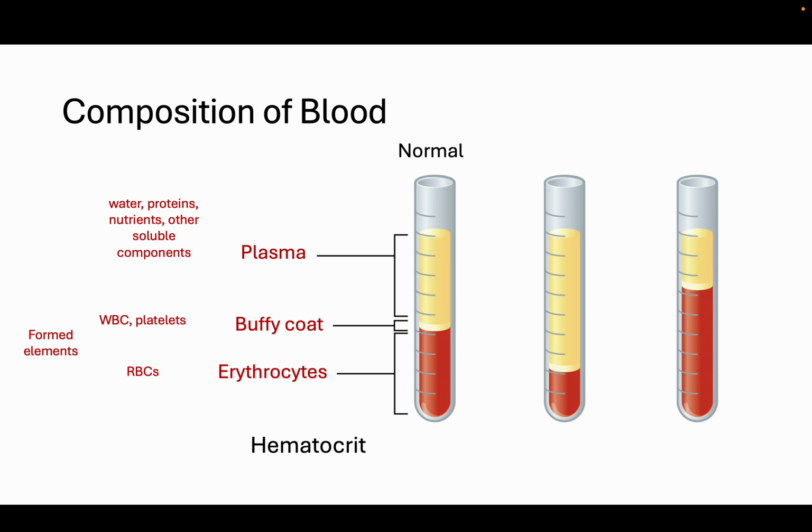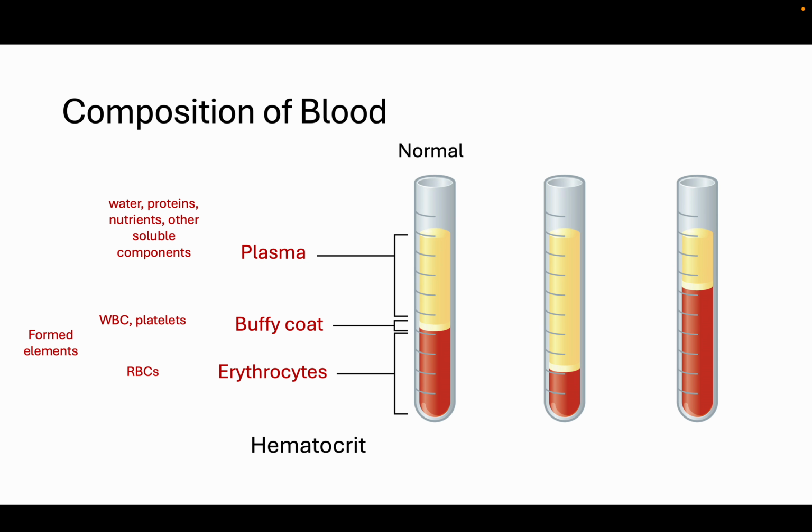Now, if you were to take blood and spin it down in a centrifuge, it separates into these different components. So you can see the plasma is going to be the least dense, goes on top. Then you have the buffy coat, and then the erythrocytes is the most dense.